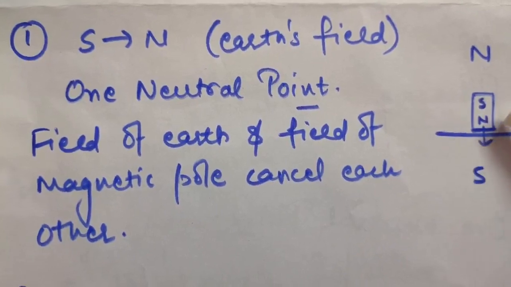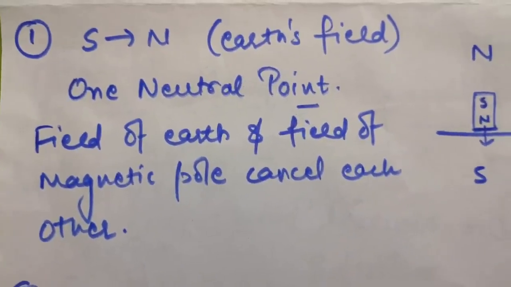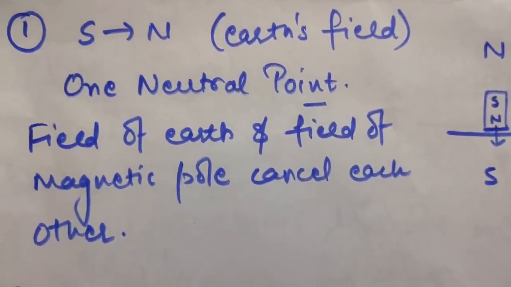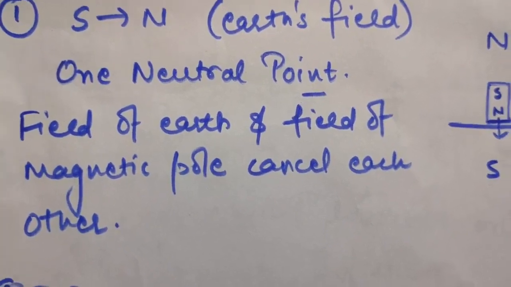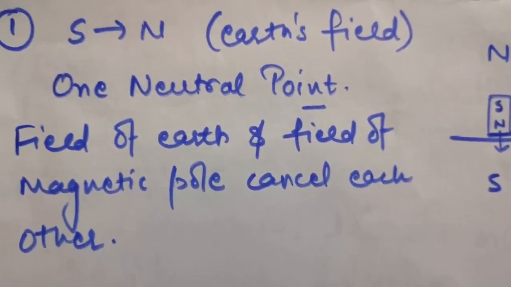So at this point they will cancel out each other. So we can say there will be only one neutral point on the horizontal board where the magnetic field lines of Earth and the field due to magnetic pole will cancel out to give a neutral point.